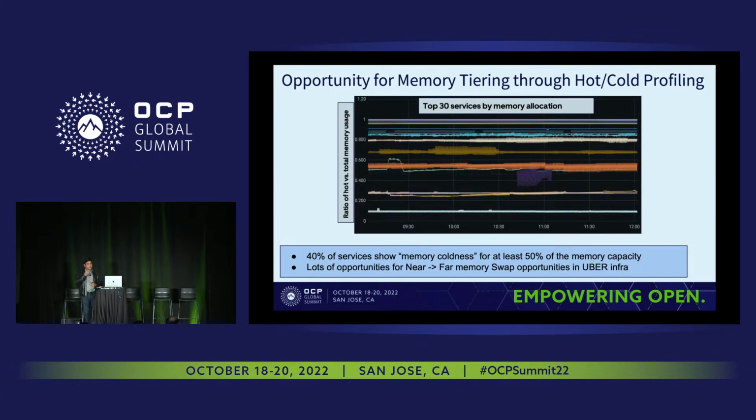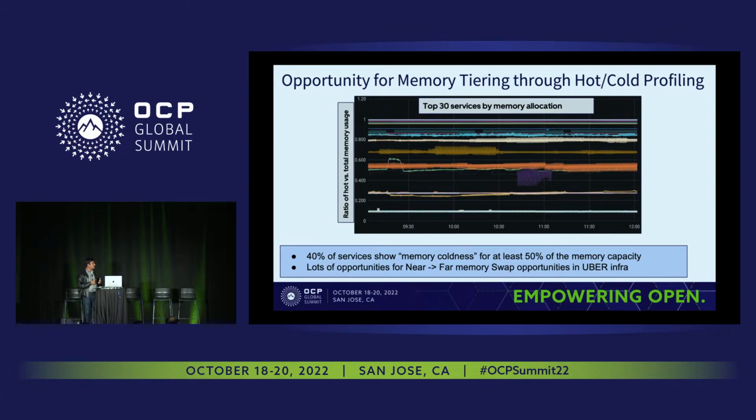So this chart builds the case for memory tiering. On the y-axis, you see the ratio of hot to total memory usage for the top 30 microservices sorted by their memory allocation. We use working set size as a proxy over a period of time for hot memory. The idea is that by moving cold pages to a lower memory tier in terms of its latency and cost, we can get significant cost savings.